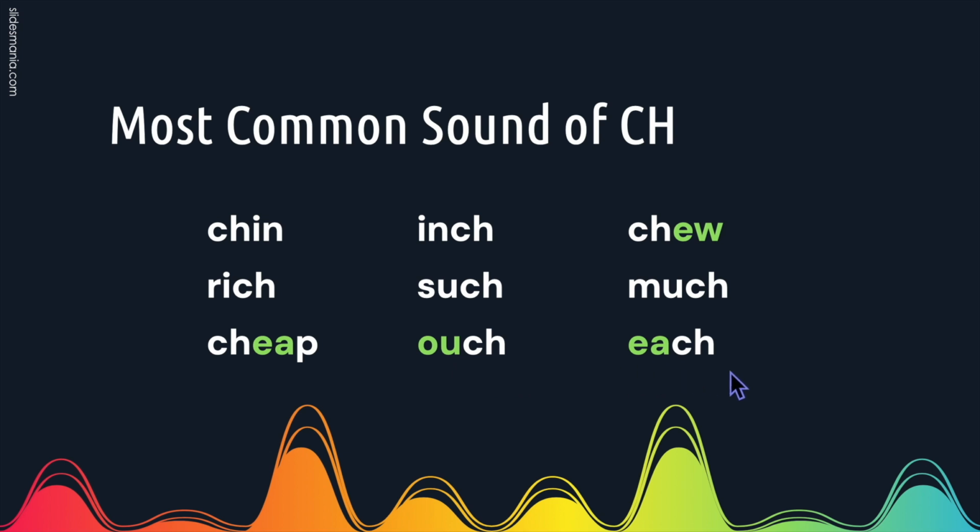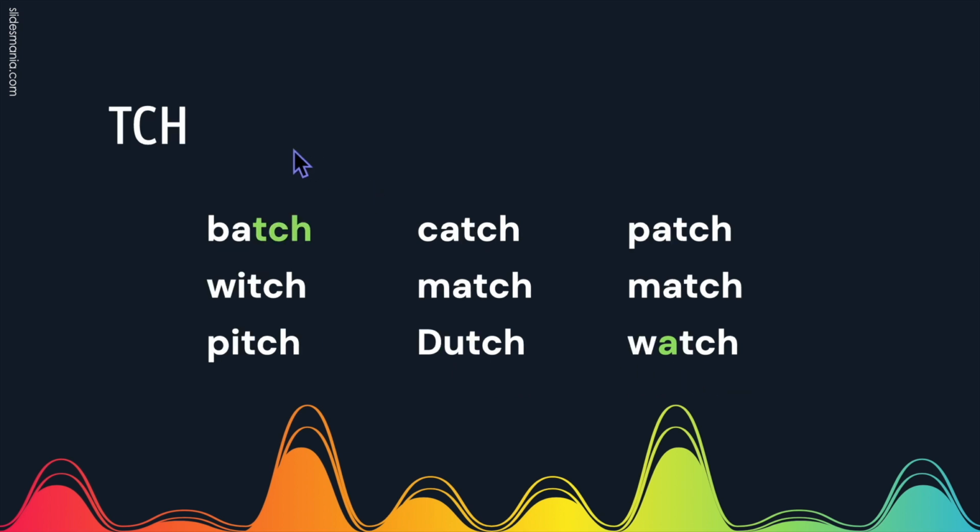Ouch, each. TCH also says ch, and it is used at the end of a root word after a short vowel sound. Batch, catch, patch, which, match, pitch, Dutch. In this word, A will have its broad sound of ah, watch.